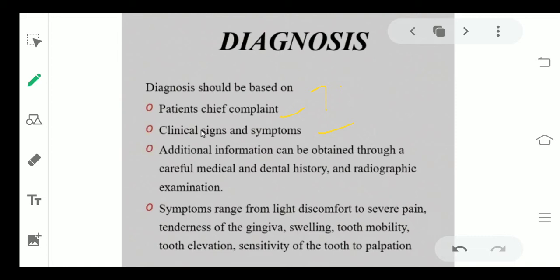Additional information can be taken by checking the medical and the dental history of the patient. Also, a radiographic examination can help you. Symptoms range from light discomfort to severe pain, and this is all what we have just done, that is tenderness of gingiva, swelling, tooth mobility and things like that.